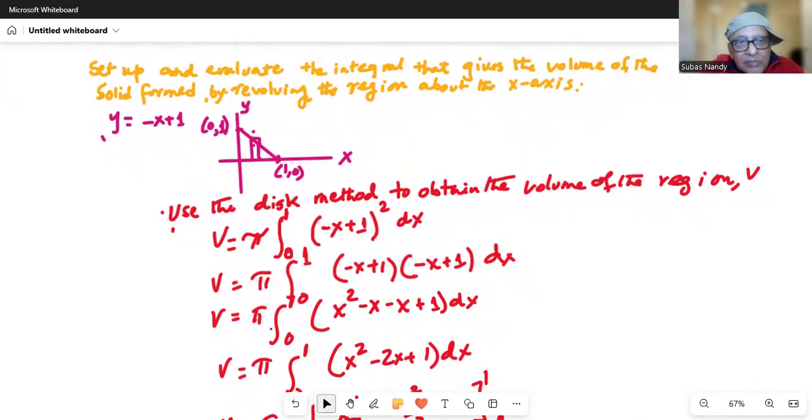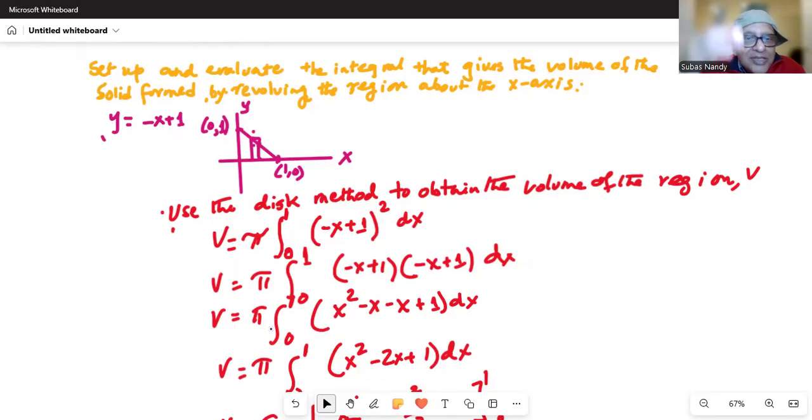How do I do that? Plug in y equal to 0 and x will be 1, and then it intersects the y-axis at (0, 1). Okay, so you're rotating around the x-axis. The volume by the disk method is pi r squared dx, or in this case pi r squared is the entire line you're rotating, (minus x plus 1) squared dx.